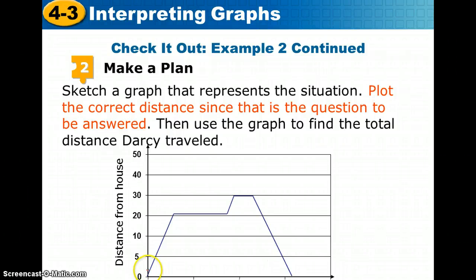So Darcy is at home and travels 22 miles. So here she's gone 22 already. She stays there to babysit. Then she goes 8 miles to our deli, stays there and eats, and then travels back home. So this distance from here to here would be our 8 plus our 22. So that distance would be 30. So think about your total distance. What would it be?